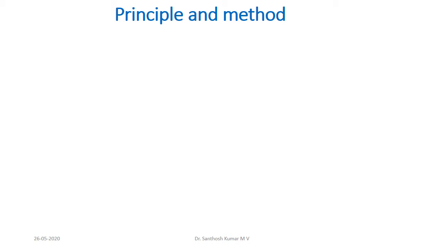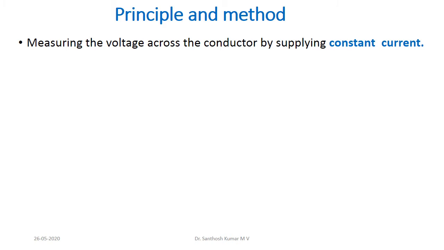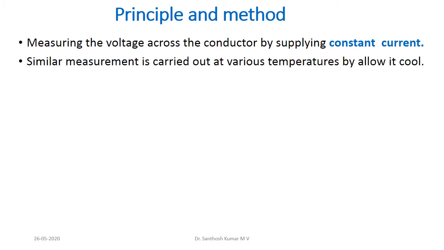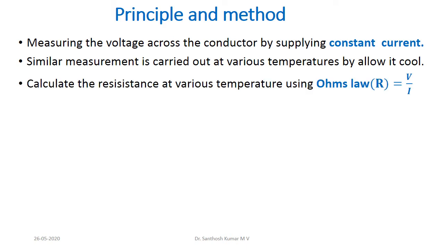What is the principle and method of this particular experiment? The principle is very simple. We have to measure the voltage across the conductor by supplying a constant current. A similar measurement can be done at various temperatures by allowing the conductor to cool, and calculating the resistance at various temperatures using Ohm's law. And Ohm's law is nothing but R equals V by I.